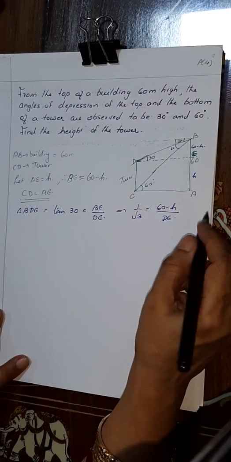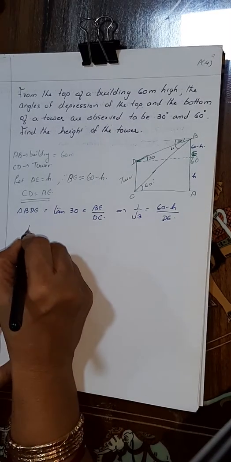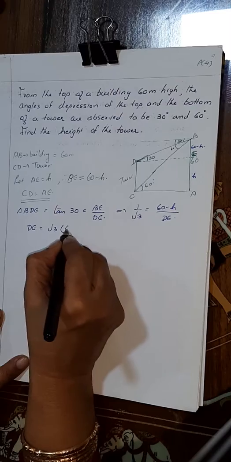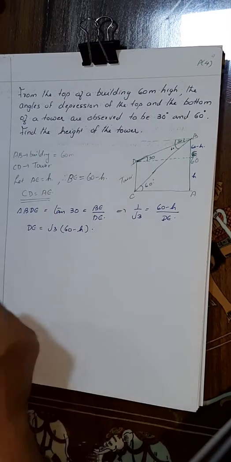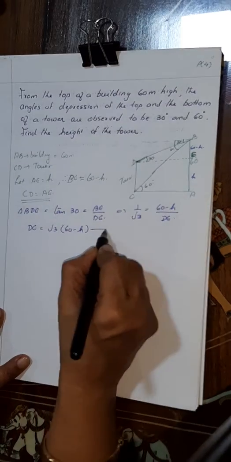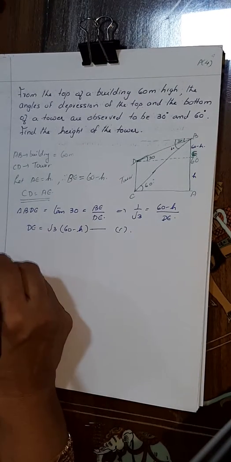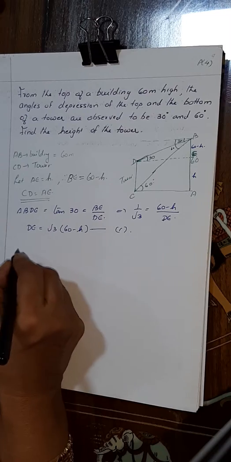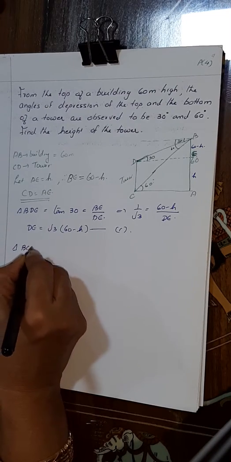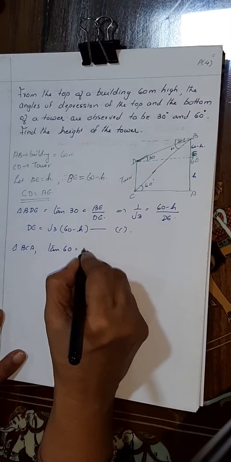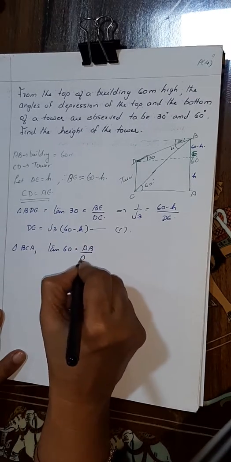So, therefore, DE is equal to root 3 into (60 minus h). So, this is equation 1. Now, we will consider triangle BCA. In triangle BCA, again tan 60 is equal to AB by AC.